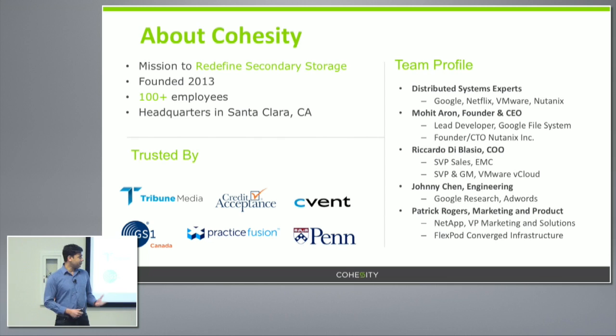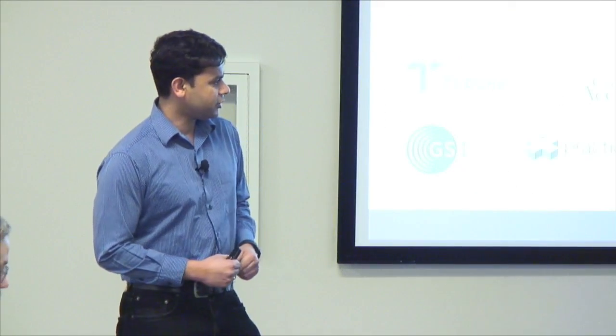Patrick introduced me already. I'm the founder and CEO. Moving on to Ricardo, he is our COO. He's not here today, but on the road somewhere. He was the SVP of sales at EMC for 12 years, and after that, for the next 4 years, he was the SVP of Sales and Marketing at VMware before he joined us. Johnny Chen, who will be talking after me, is our head of engineering. He also joins us from Google. He was in Google Research, and before that in Google AdWords. And finally, Patrick Rogers.